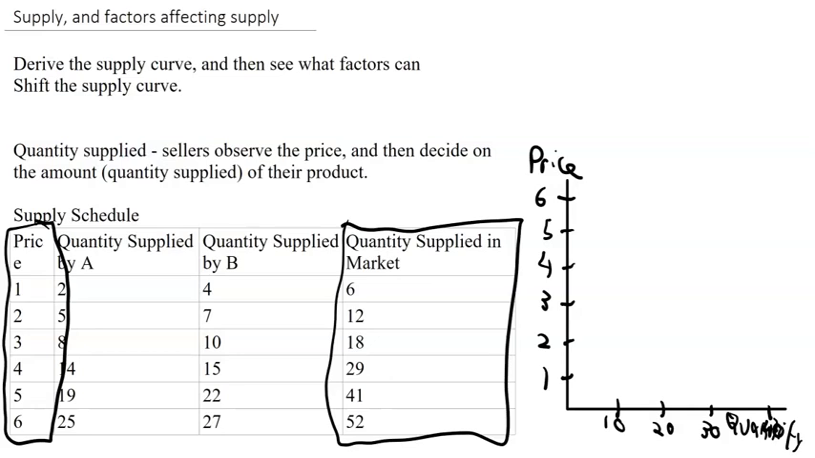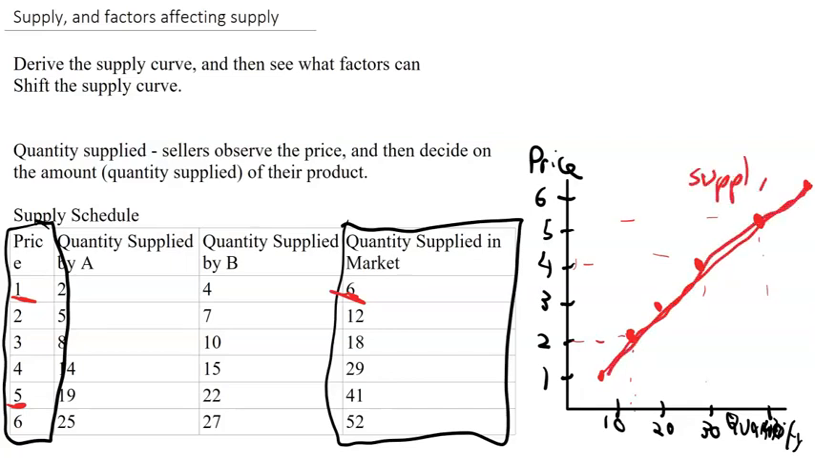So let's draw the first one, which is at price 1, market quantity supplied is 6, so it should be somewhere around here. At price 2, it is 12, which should be somewhere around here. At $3, it is 18, which should be somewhere around here. At $4, it is 29, which should be somewhere around here. And at $5, it is 41, so 41 is going to be here. And at $6, it is 52, which should be kind of way over here. So if I draw it, I see that this is what my supply curve looks like. So this is the supply curve.